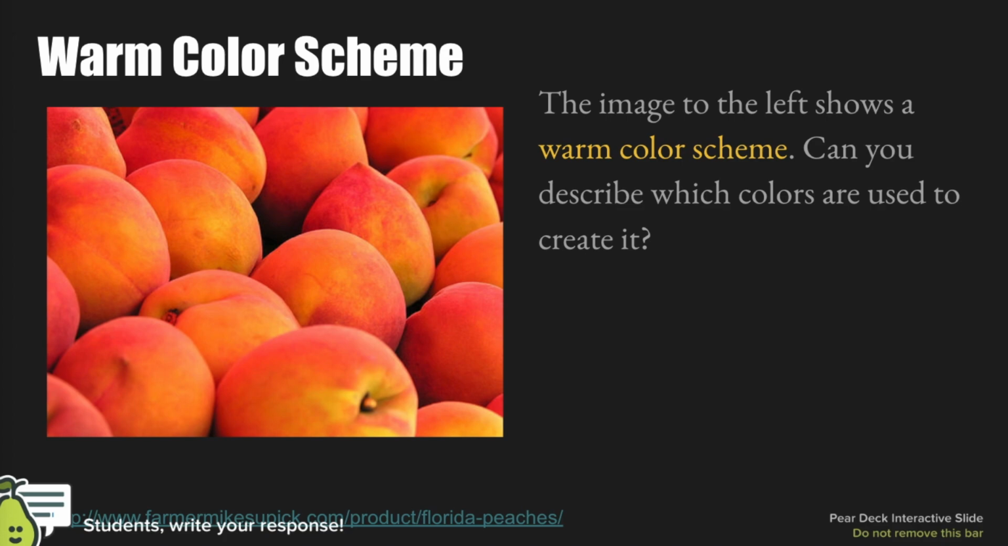Then we'll look at a warm color scheme on the opposite end of the spectrum. The image on the left shows you those warm colors. Think of the colors that make up fire: reds, yellows, and oranges. If you look at the highlights on those peaches, you can see that there is a lot of yellow in there, giving them a really warm feeling.